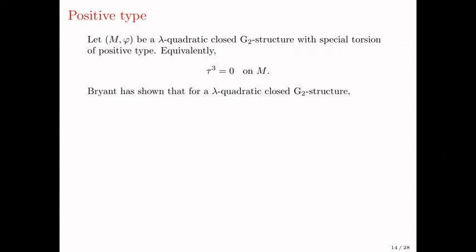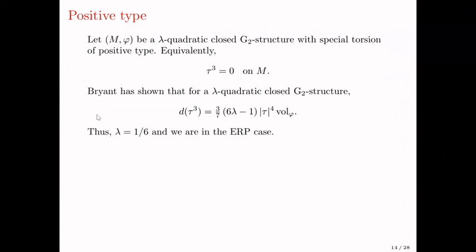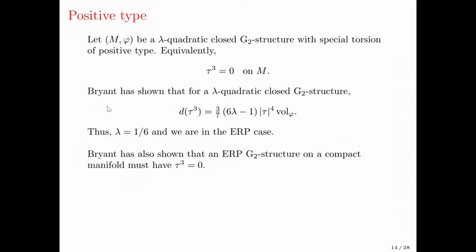Robert Bryant has shown that for any lambda quadratic closed G2 structure, the following equation must hold: d of tau cubed is 3/7 times 6 lambda minus 1 times the norm of tau to the power 4 times the volume form. We're not interested in the case where tau vanishes identically, because that's the torsion-free case. So if we're going to have tau cubed equals 0, we better have lambda equals 1/6, and we're in the extremely Ricci-pinched case. So already assuming positive type implies that we have an extremely Ricci-pinched structure.